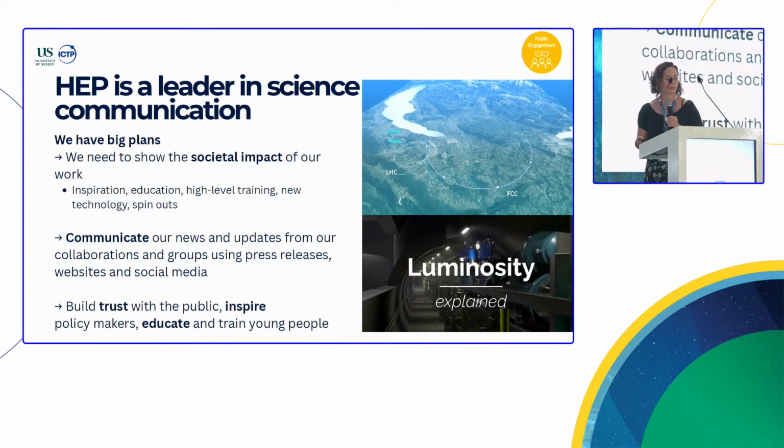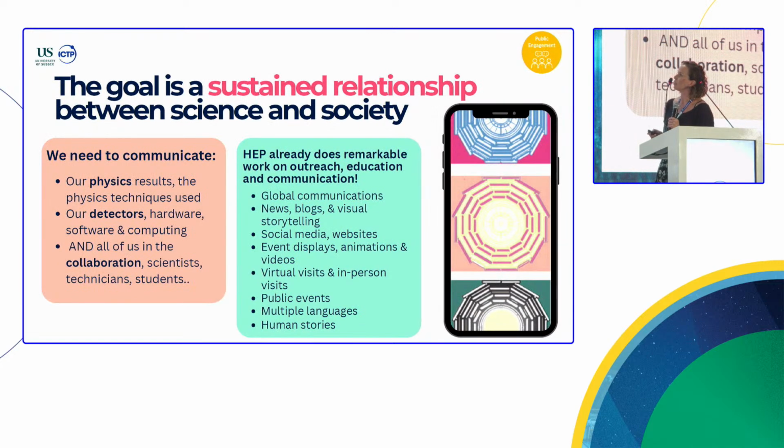So moving on to communication, we have big plans. We need to show the societal impact of what we do. This is through inspiration, education, high-level training. We need to communicate our news, our updates through press releases and through websites and social media. And we need to build trust with the public, inspire policymakers, and educate young people. So the goal of the communication is to make a sustained relationship between science and society.